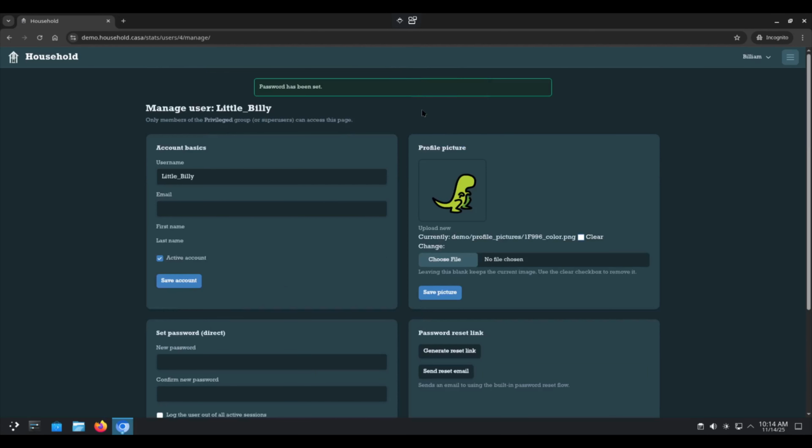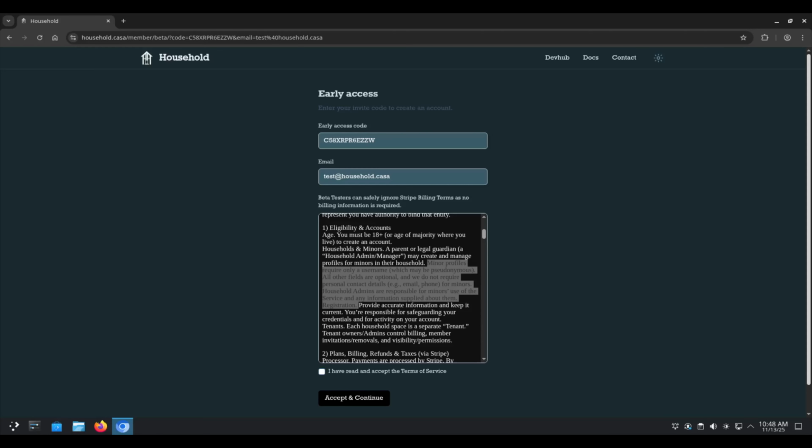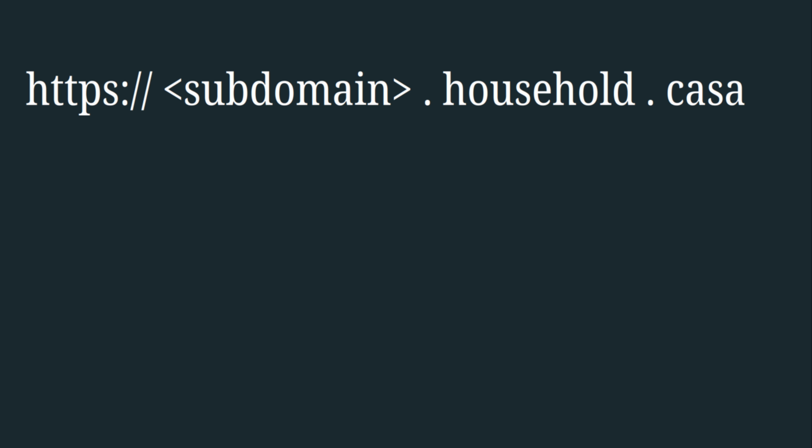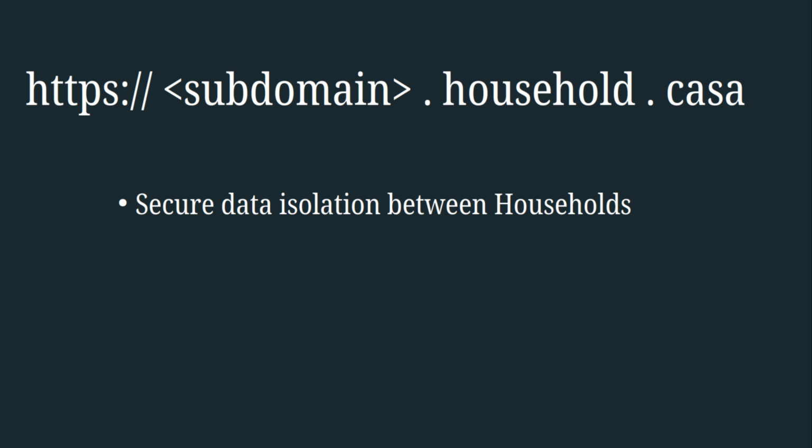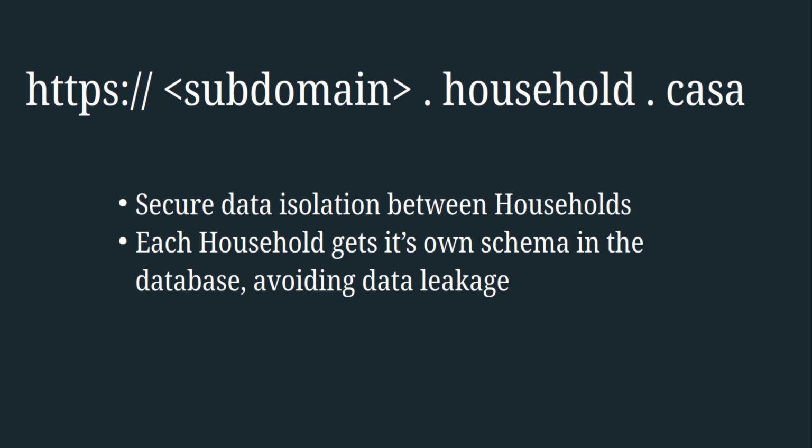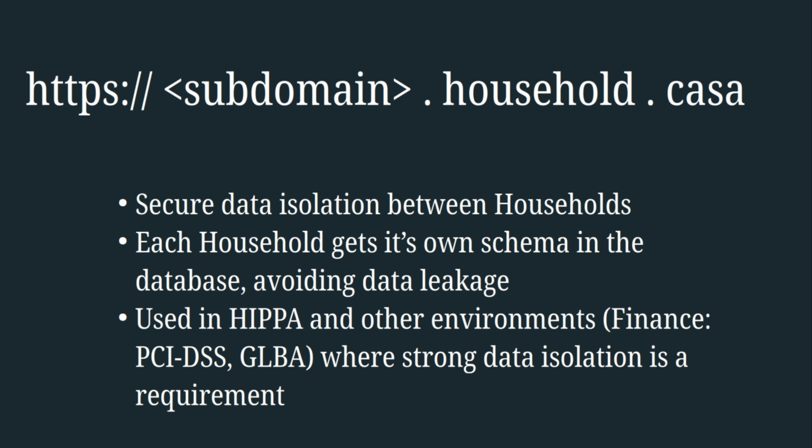After accepting the terms of service, you will be directed to either the Stripe checkout process or directly into the subdomain selection screen if you are a part of the ongoing beta. Household follows the structure of subdomain.domain, which would make your household contain your chosen subdomain .household.casa. This is an architectural choice for complete data isolation between households. You will never have to worry about another household seeing your data through data leakage, and vice versa, and is commonly practiced for HIPAA and other highly secure environment requirements.